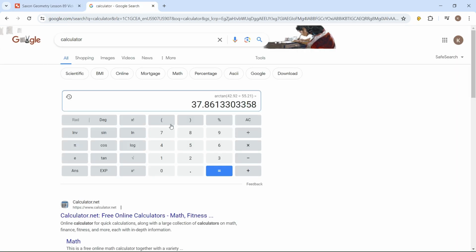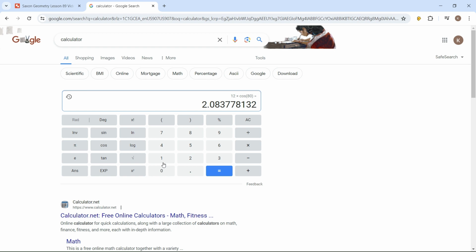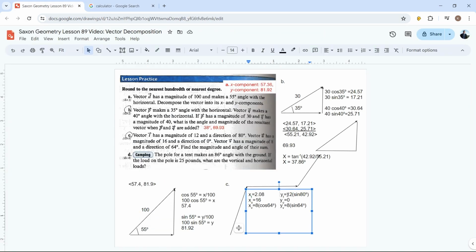So we'll go back to our calculator. 12 times the cosine of 80 degrees gives me 2.08. We'll just plug in the whole thing. So I'm just going to plug in 2.08. Okay. And then our y is going to be 12 times the sine of 80. So we'll plug that in. 12 times the sine of 80 degrees. And I find that that's 11.82. So we're going to plug in 11.82 for that y value.